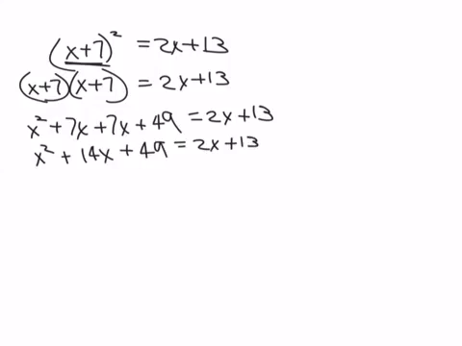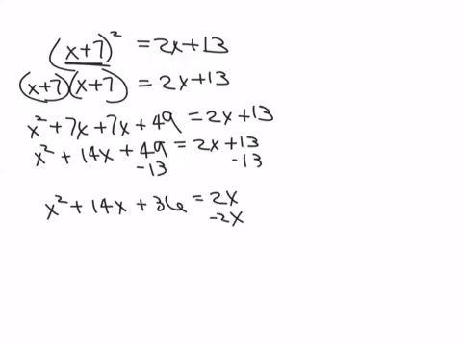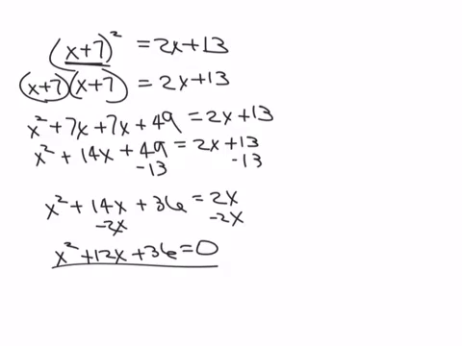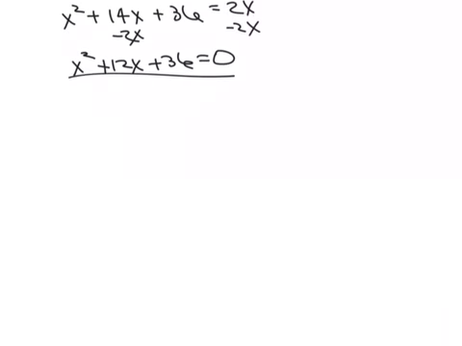All right, so we're going to try to get all this over to this side and set it equal to 0. So let's subtract 13 from both sides. 49, 39, 36. Okay, now let's subtract 2x from both sides. And that gives me x squared plus 12x plus 36 equals 0. That's what I want it to look like. If I did everything right, that's what I should have.